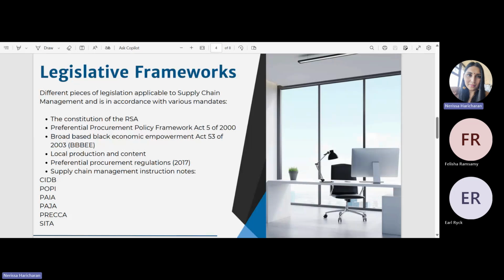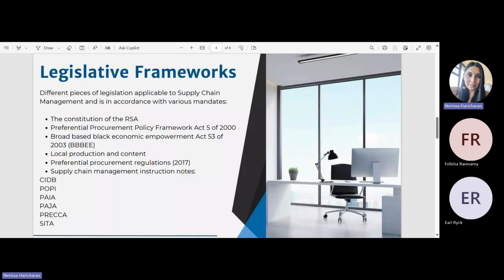Okay, then we want to talk on the local production and content framework. So local production and content specifically speaks to promoting local manufacturing and job creation by having different designated areas or sectors to comply with your minimal local content, whether there's a threshold that's provided. So a lot of it has to do with the DTI, the Department of Trade and Industry, as well as the Department of Trade, Industry and Competition.